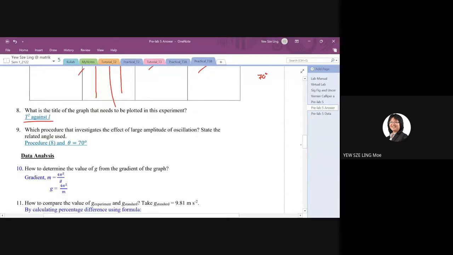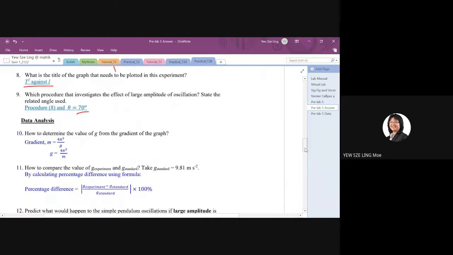And now which procedure investigates the effect of large amplitude? State the related angle used. So we use 70 degree, step number 7. Okay, we use it to investigate what happens when you use a large amplitude.